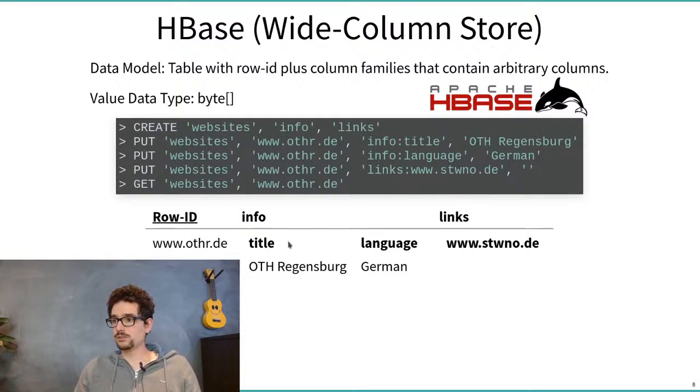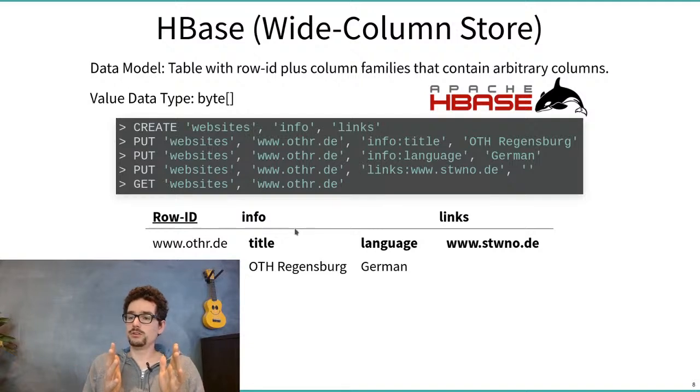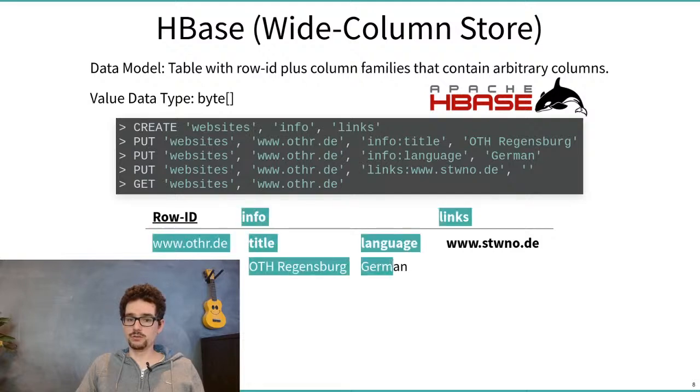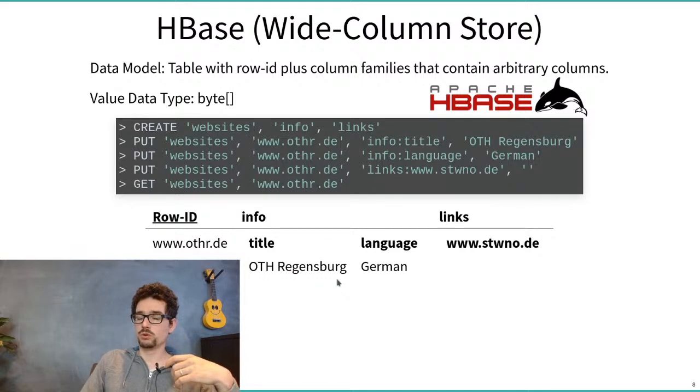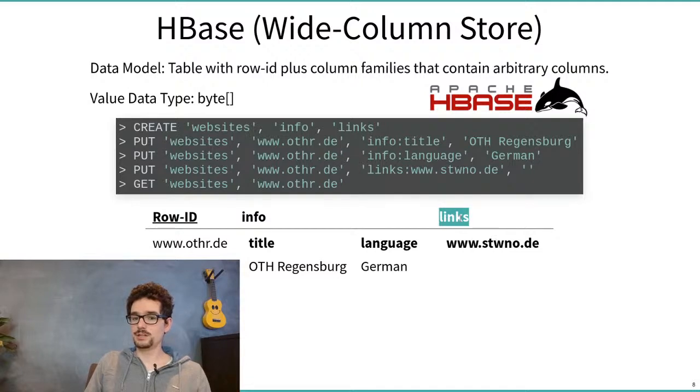Column families are there to distinguish different concepts. So basically we can make arbitrary columns. But the info column family, we can say, stores the information about a website. And then we have a separate column family storing the outgoing links.